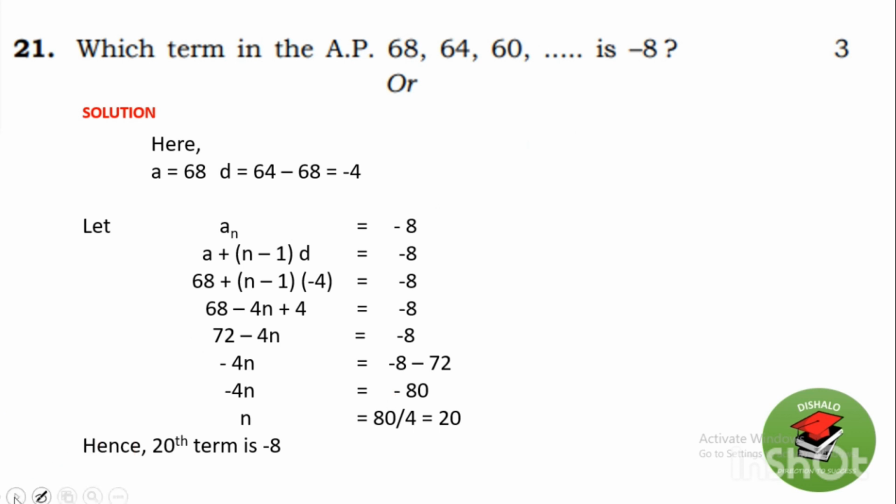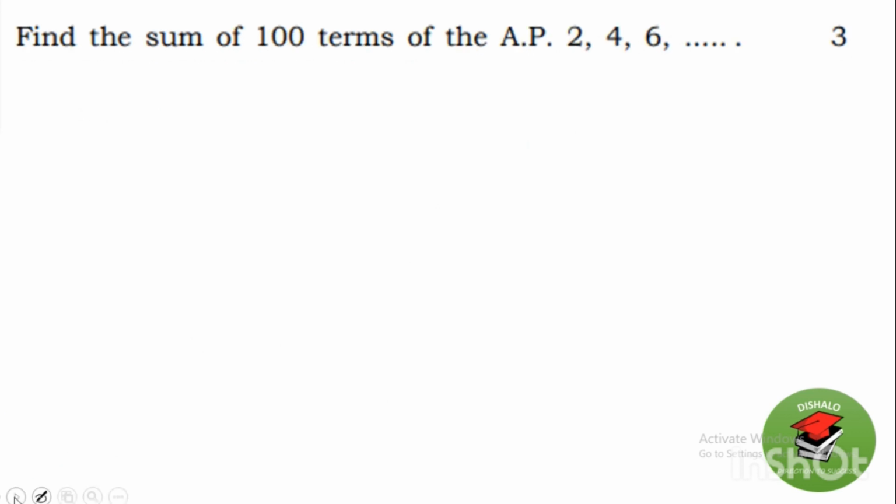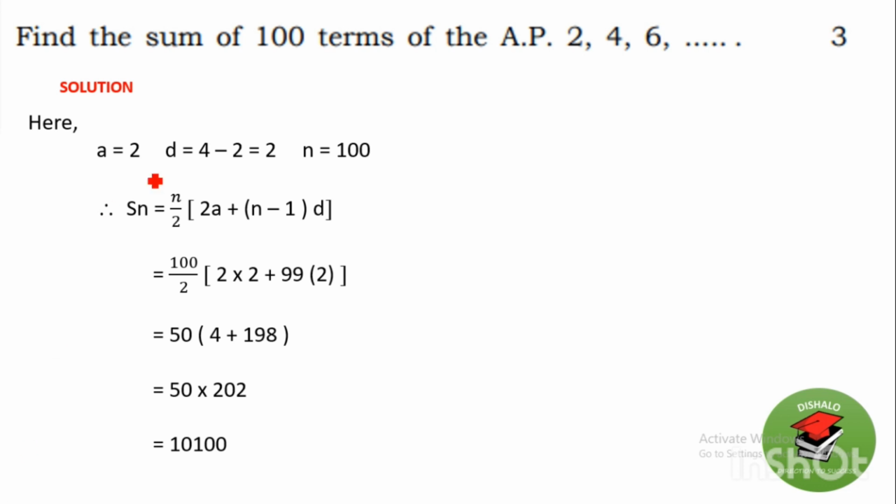Okay, this was also very easy. Now the next sum. Find the sum of 100 terms of the AP. This is also very easy. You just have to put down the formula. A, the first term, is 2. The common difference is also 2, because A2 minus A1, 4 minus 2, is 2. And N is how much? 100. Why is N 100? Because it is given that we have to find the sum of 100 terms. So Sn equals N by 2 (2A plus (N minus 1) D).